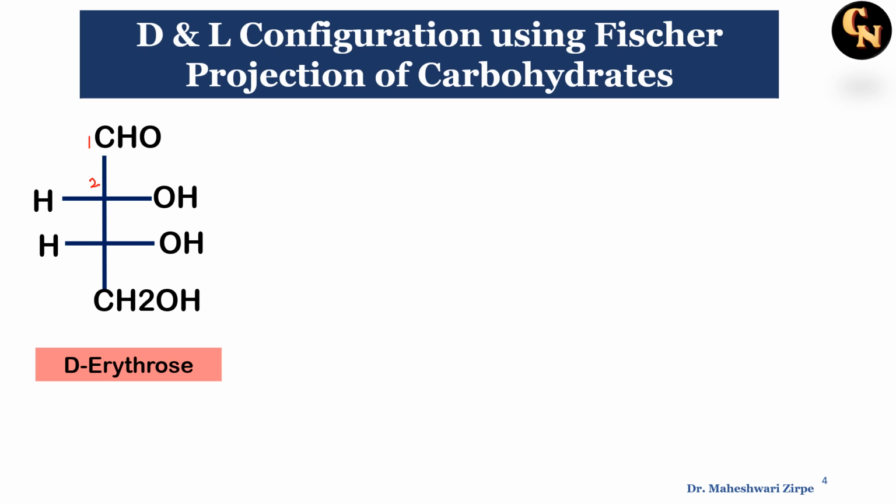We will always start labeling from the aldehyde. So the first carbon is aldehyde, then second, third and fourth. The last one you will see mostly in carbohydrates, and that is also an aldose, because this video is dedicated to aldoses. Aldose means a carbohydrate containing an aldehyde group. So in aldose, the first carbon is always aldehyde, and the last group in the chain will be CH2OH. Students, you have to always remember this.